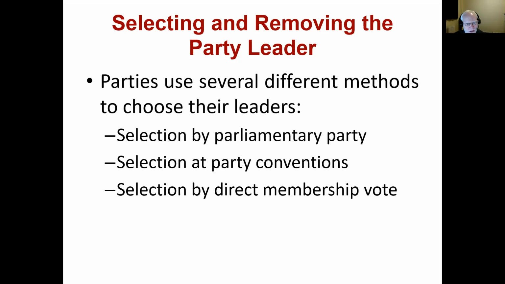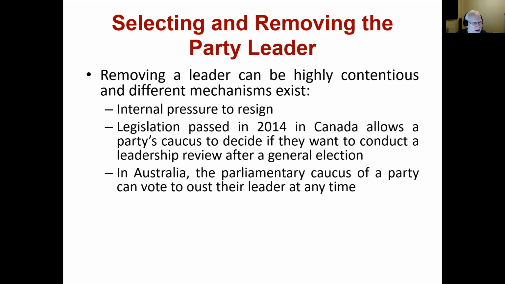And then finally, there's direct membership vote. So in this case, it'd be everyone who's a member of the political party would get a ballot, and they all get to vote on who they believe the leader should be. Party conventions is usually the most frequent selection method. Removing a leader could be highly contentious and can have different mechanisms. So there could be a lot of internal pressure to resign, particularly members of parliament could stop voting along with the leader until that person resigns. So that could put intense pressure on them.